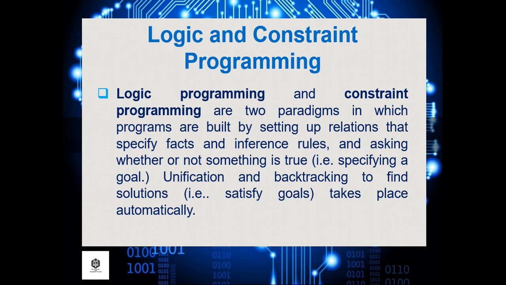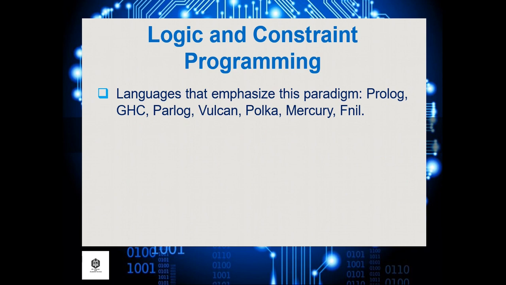So let's discuss logic and constraint programming. Logic programming and constraint programming are two paradigms in which programs are built by setting up relations that specify facts and inference rules and asking whether or not something is true, like specifying a goal. Unification and backtracking to find solutions or satisfy goals takes place automatically. Languages that emphasize the paradigm are Prolog, GHC, Parlog, Vulcan, Polka, Mercury, and Fme.